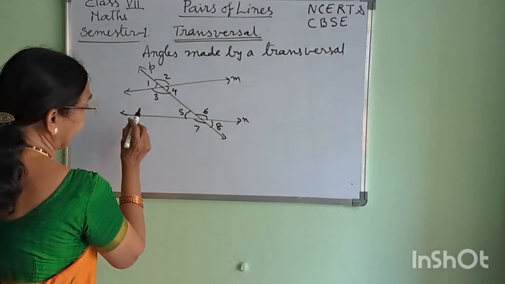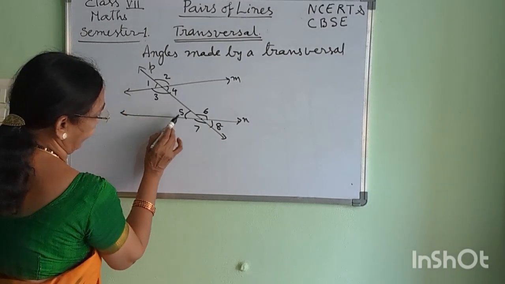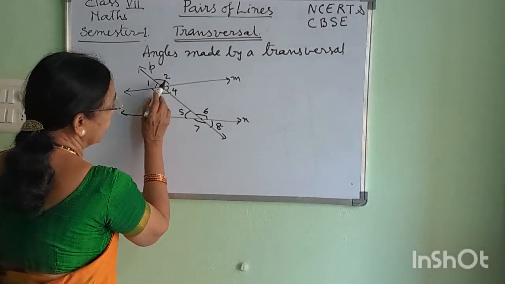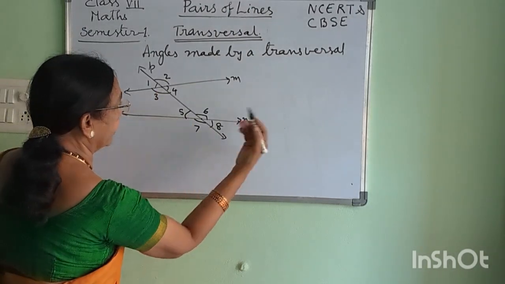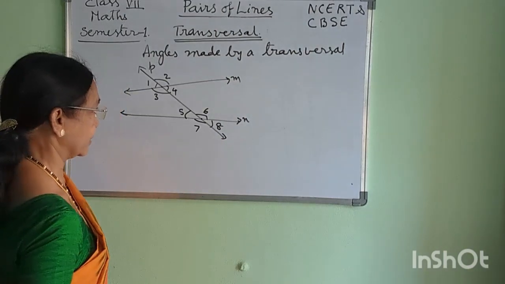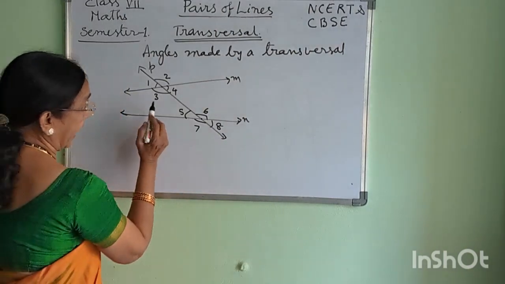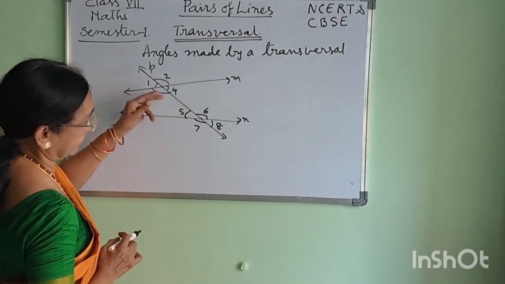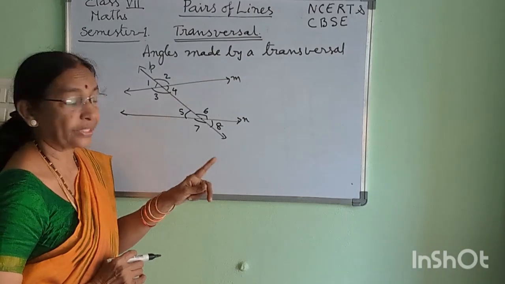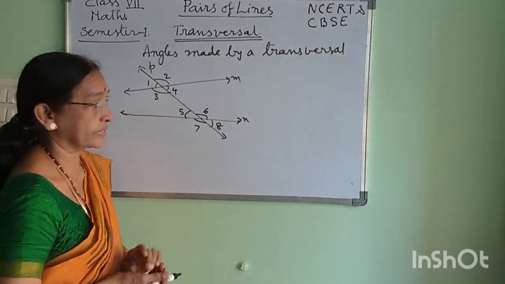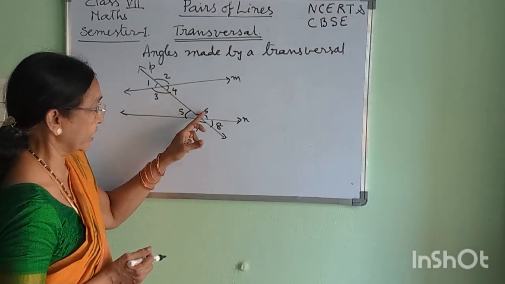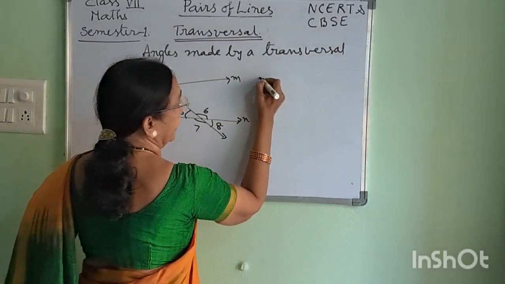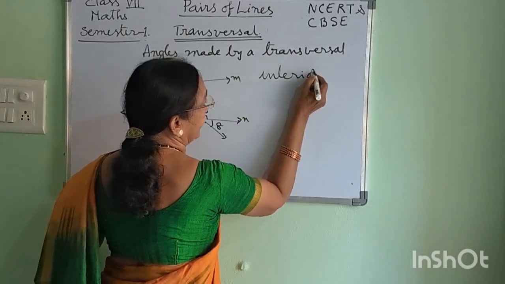Therefore, the angles 1, 3, 5 and 7 are lying on one side of the transversal, and the angles 2, 4, 6 and 8 are lying on the other side of the transversal. And the angles 3, 4, 5, 6 are inside the two lines. Therefore, they are called interior angles. The angles 3, 4, 5 and 6 are in between the two lines M and N. Therefore, they are called the interior angles.